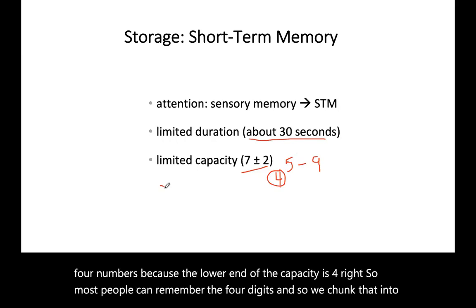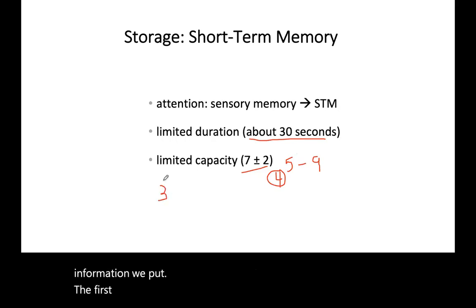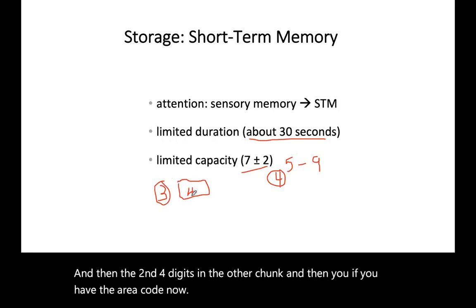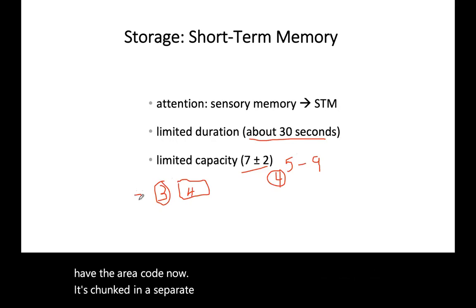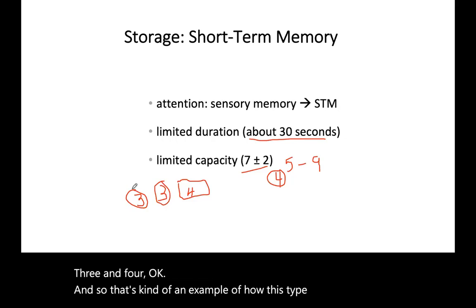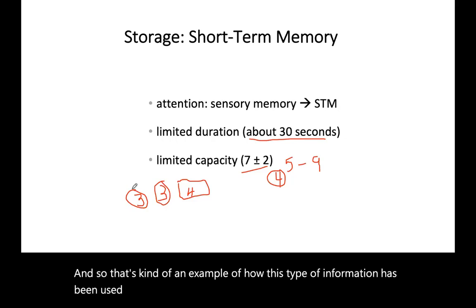We put the first 3 digits in one chunk, and then the second 4 digits in the other chunk. And then, if you have the area code now, it's chunked in a separate one. We have 3, 3, and 4, okay? And so that's kind of an example of how this type of information has been used practically, okay?